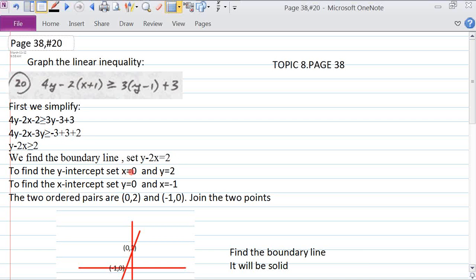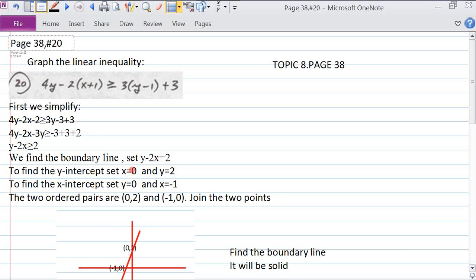To find the y-intercept, we're going to set x equal to 0. So here, minus 2 times 0 is 0, and y equals 2. So when we set x equal to 0, y is 2. Now we're going to find the x-intercept, and along the x-intercept, y is 0. So if y is 0, we get minus 2x equals 2, and x equals minus 1.